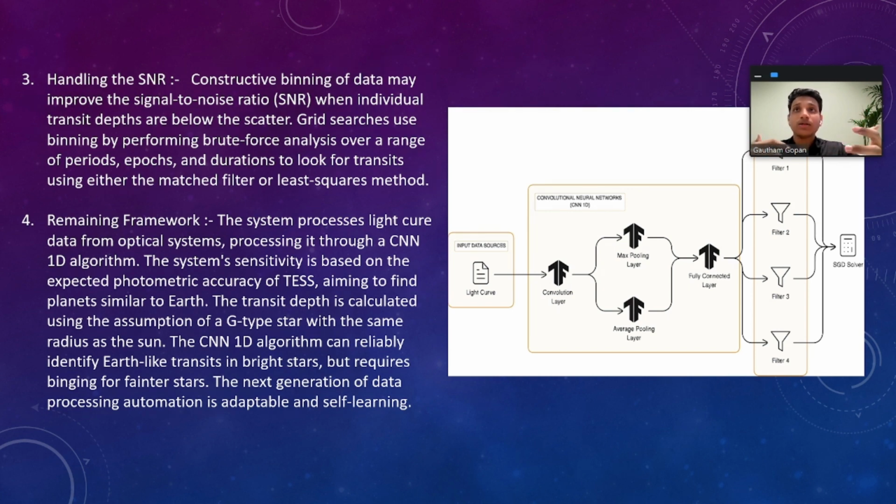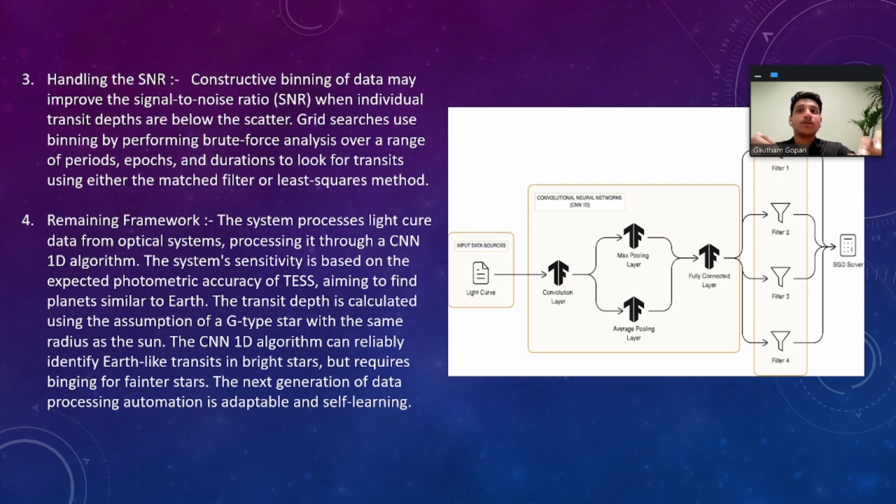The remaining frame: the system processes light curve data from the optical system, processing it through a CNN1D algorithm. The system sensitivity is based on the expected photometric accuracies of tests, aiming to find planets similar to Earth. Again, this is where the data from the SHAPE model will be pulled in for reference points. The transit depth is calculated using the assumption of a G-type star with the same radius as the Sun. The CNN1D algorithm can reliably identify the Earth's transit in bright stars, but requires binning for fainter stars.